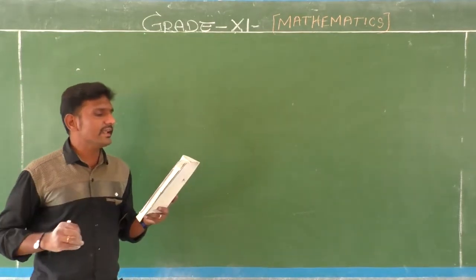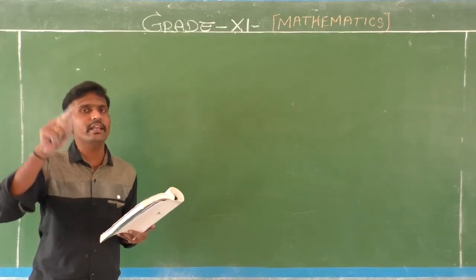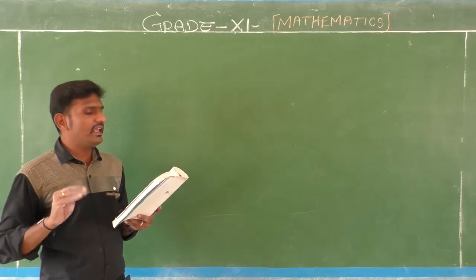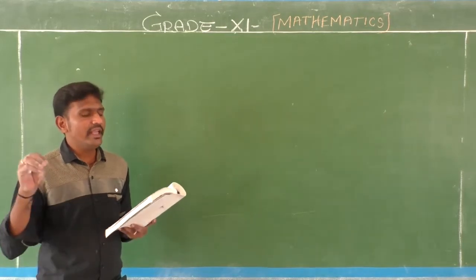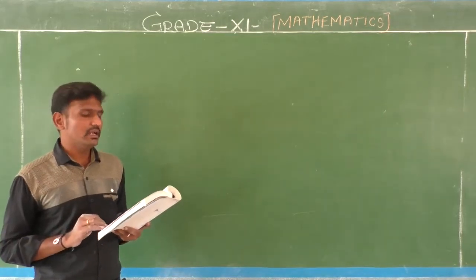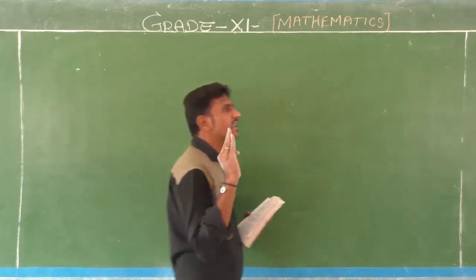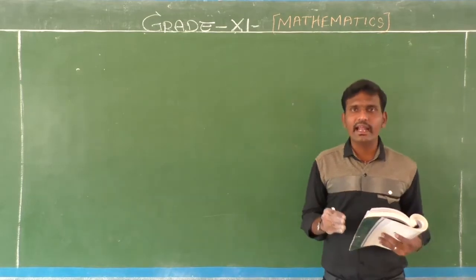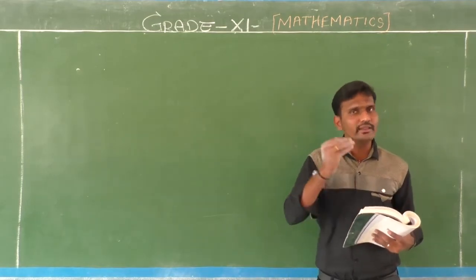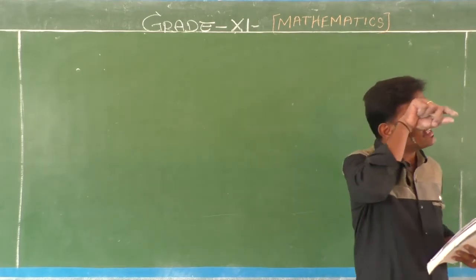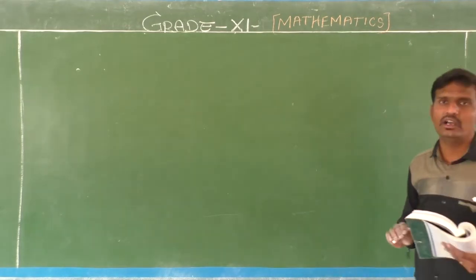So coming to the second question, this question you have already completed in your exercise sum. The sum of the 3 numbers in AP is 24 and their product is 440. Find the numbers. So the 3 numbers are in AP. Now we are going to take the consecutive terms, whatever you have to take.